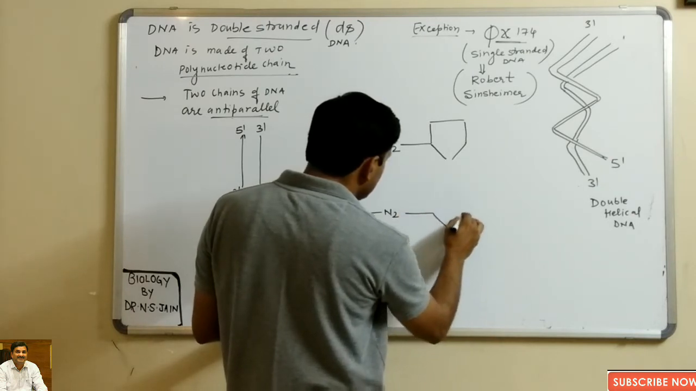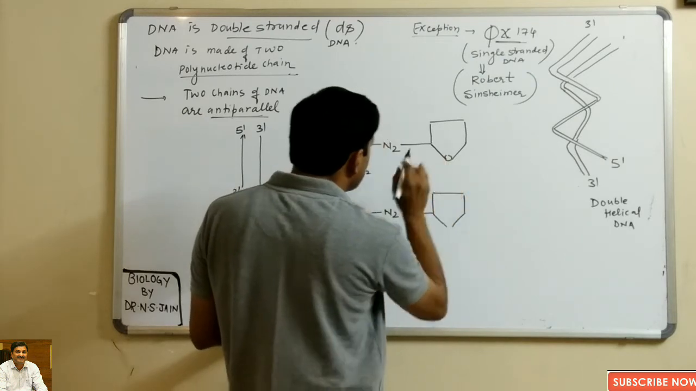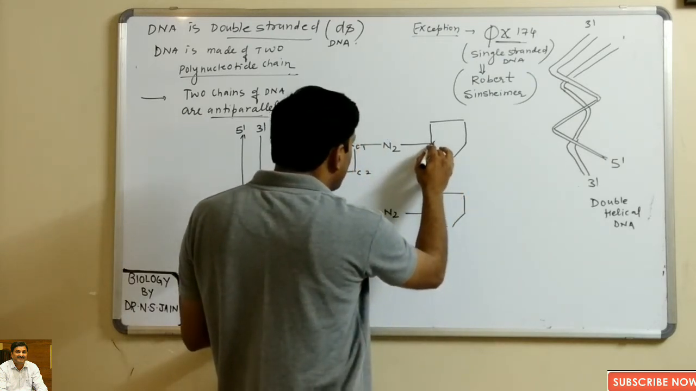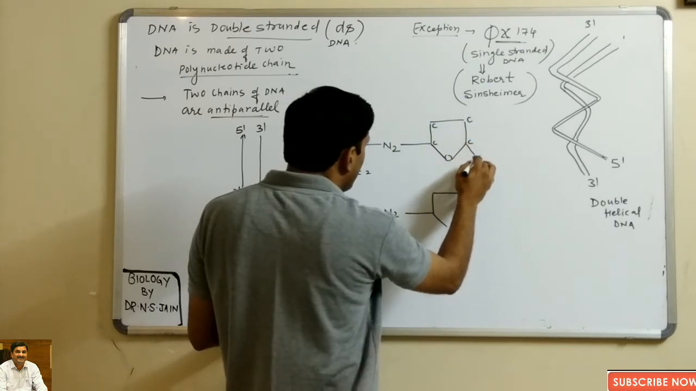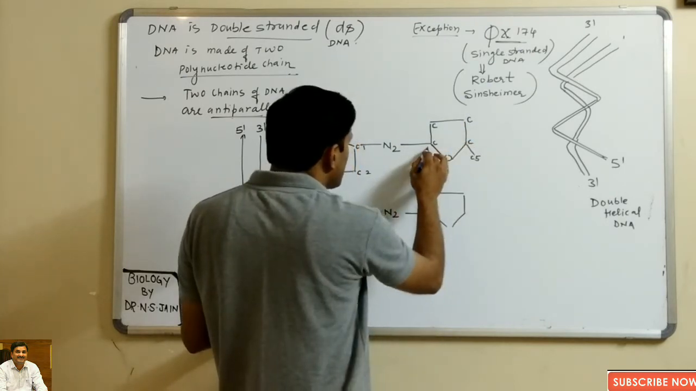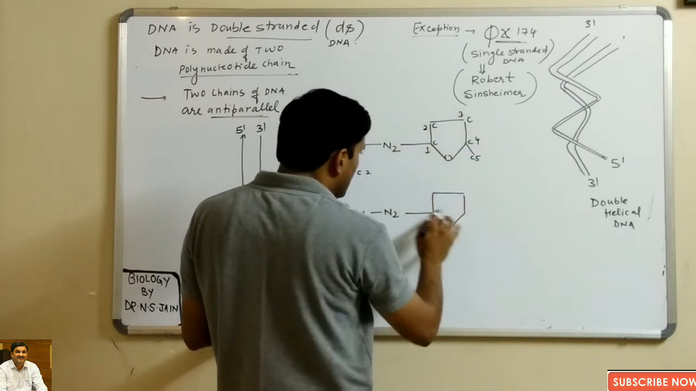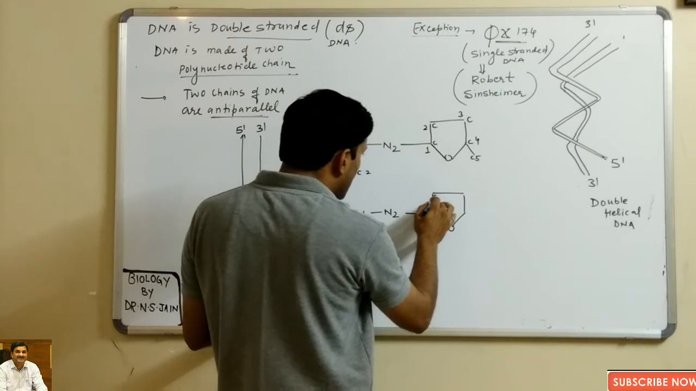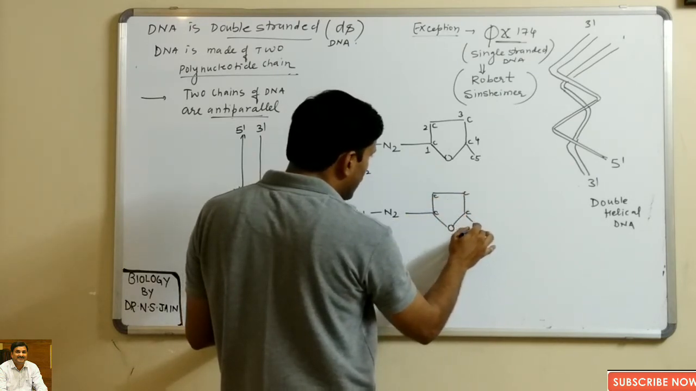Now here it is oxygen. Now this is carbon number 1, 2, 3, 4, and 5. So this is 1, 2, 3, 4, and 5, and here also the carbon at the 5th position.